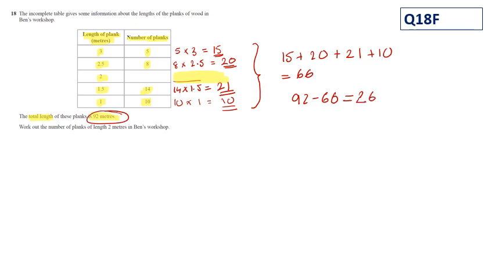And that's the total length that these 2 meter length planks add up to. So I know that the total that this adds up to is 26. So I know each of these planks is 2 meters long. So to find my answer, I can do 26 meters of plank divided by the lengths that are 2 meters long, and that will give me 13. So I have 13 planks that are 2 meters long, and that's the question done.